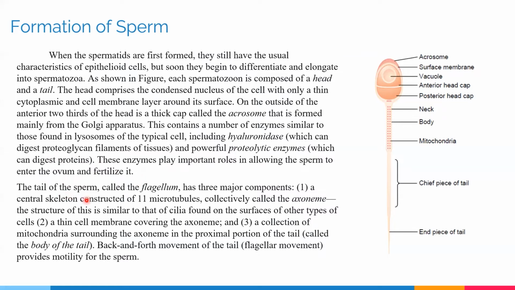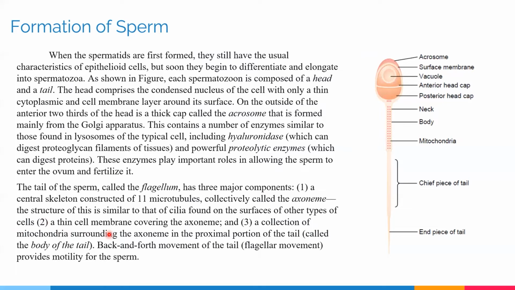The tail of the sperm, called the flagella, has three major components. First, a central skeleton constructed of 11 microtubules, collectively called the axoneme. The structure of this is similar to that of the cilia found on surfaces of other types of cells. And using this, the sperm moves using the ciliary movement that we have already discussed in lecture 2 of the whole lecture series.